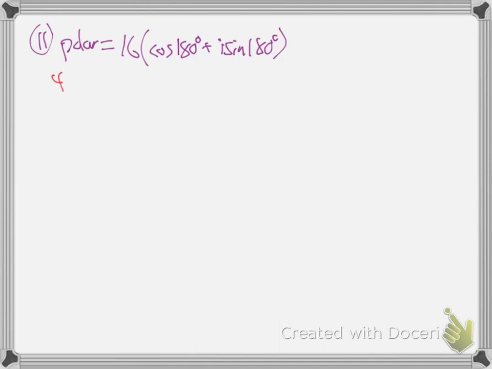So I want to take the fourth root of 16 cos 180 plus i sine 180. So how do we do the fourth root of that thing? You've got to use De Moivre's theorem.